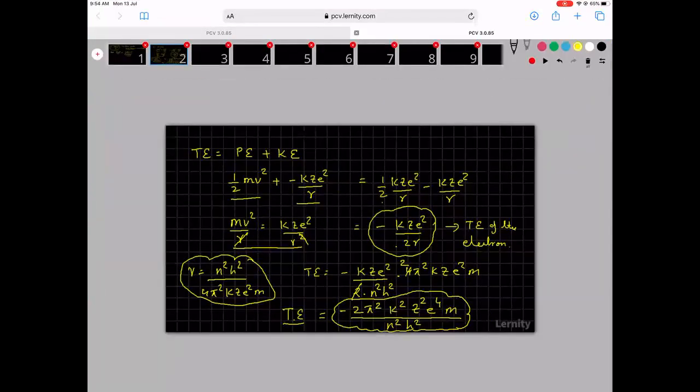One by 2 came back here. Here, 1 by 2 came back here. 1 by 2.